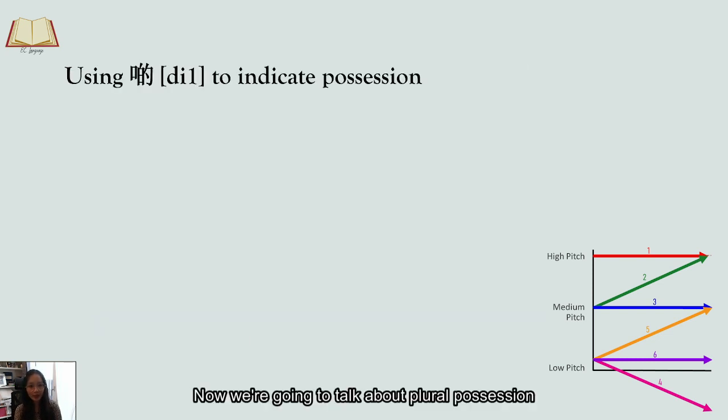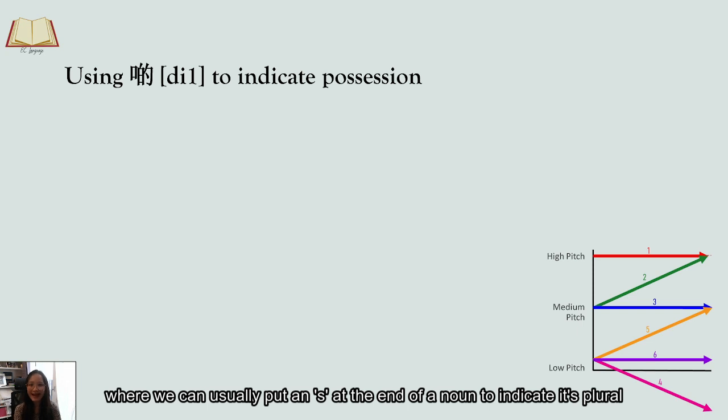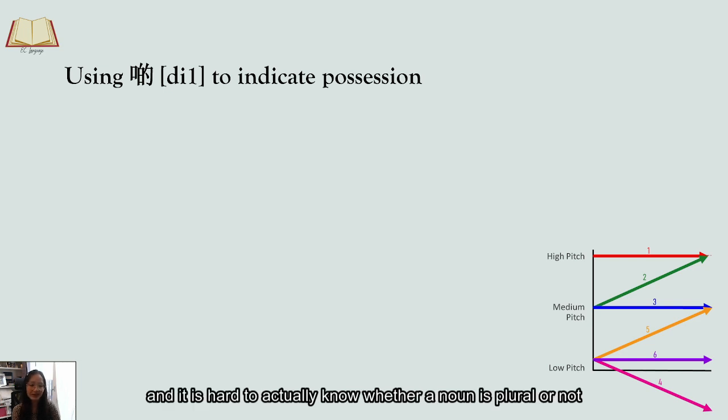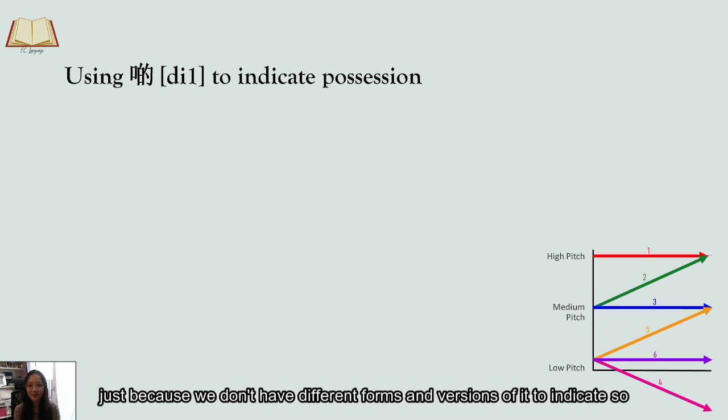Now we're going to talk about plural possession. So while ge can be used in almost all circumstances, sometimes you might need to refer to something being plural. Unlike in English, where we can usually put an s at the end of a noun to indicate it's plural, in Cantonese, it's not usually the case. And it is hard to actually know whether a noun is plural or not, just because we don't have different forms and different versions of it to indicate so.